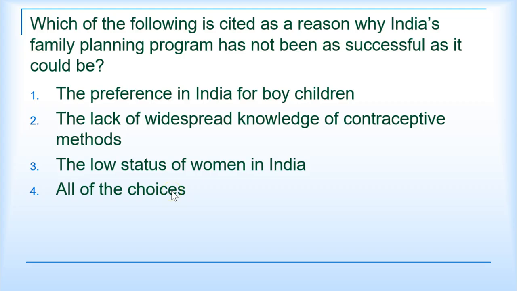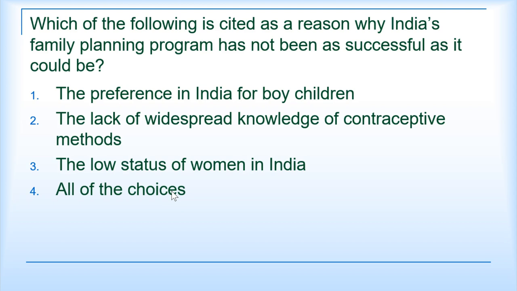So which of the following is cited as a reason why India's family planning program has not been as successful as it could be? The preference in India for boy children, the lack of widespread knowledge of contraceptive methods, the low status of women, or all of these? All of these. And we'll talk about that more later.